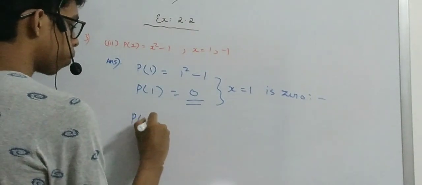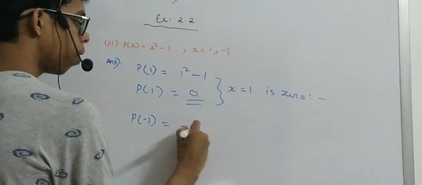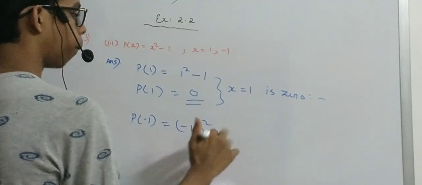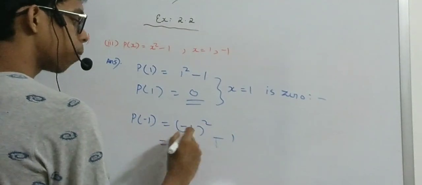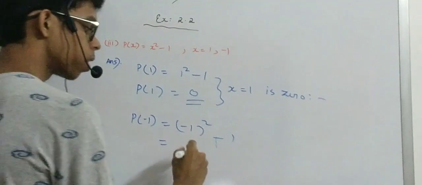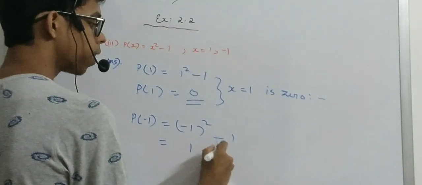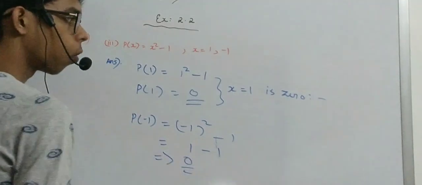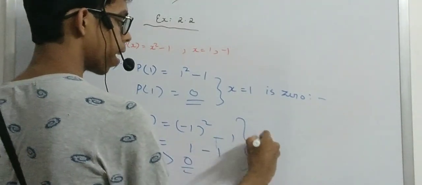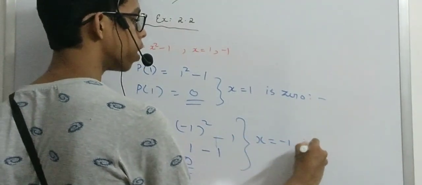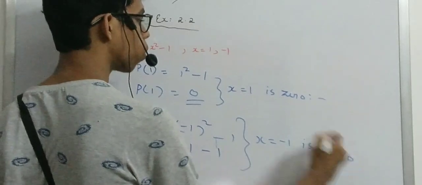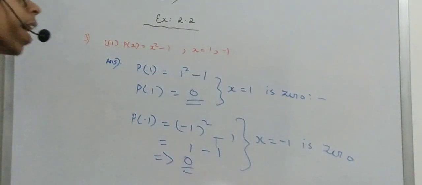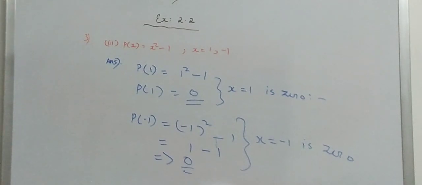Now the second one is p of minus 1. So p of minus 1 is equal to minus 1 the whole square minus 1. Minus 1 the whole square means minus 1 into minus 1, which is positive 1, minus 1. So again 1 minus 1 is what? 0. This means that x is equal to minus 1 is also a 0 of this given polynomial. So you can write x is equal to 1 and minus 1 are the zeros of the polynomial.